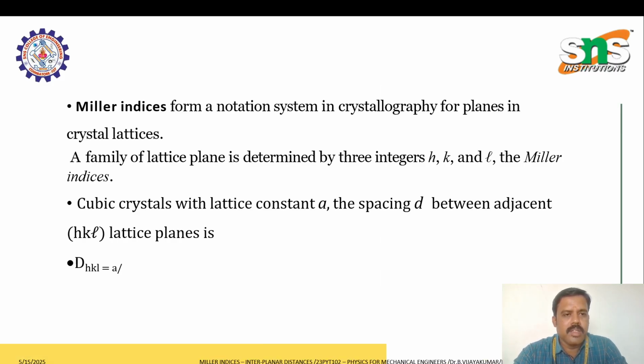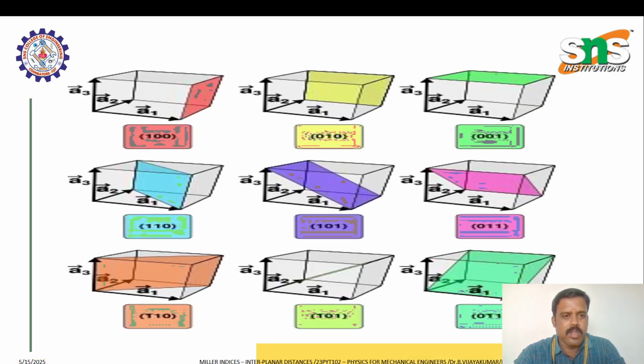Miller indices are a notation system in crystallography for planes in a crystal lattice. A family of lattice planes is determined by three integers h, k and l, which form the Miller indices. For cubical crystals, all the sides are equal, so the lattice constant is a. The spacing distance between adjacent hkl lattice planes is d. So d_hkl equals a divided by the root of h squared plus k squared plus l squared.